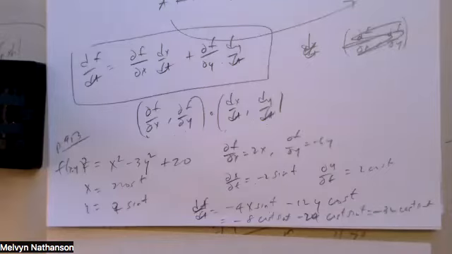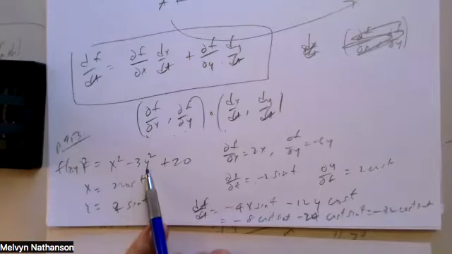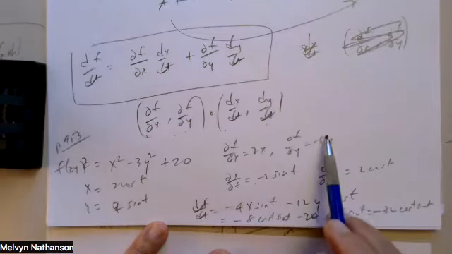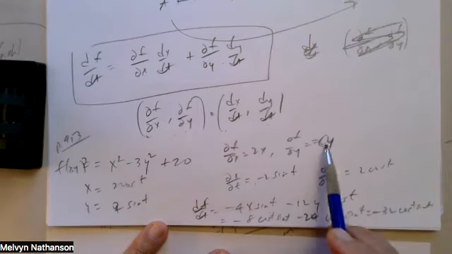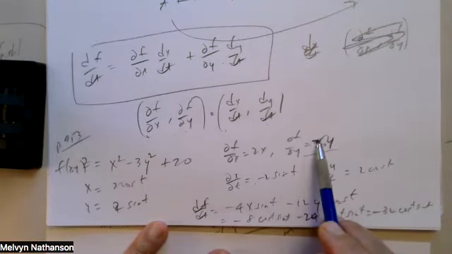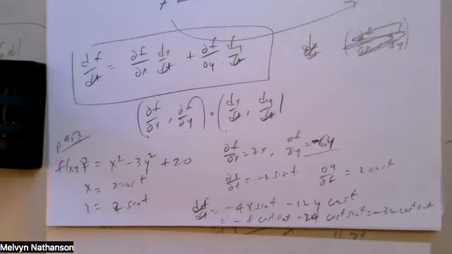Professor? Yes. What do you get for minus 3y squared? When I take the partial with respect to y, I get minus 6y. Okay, I got it. And the 20 is constant, right? Cool. Thank you.